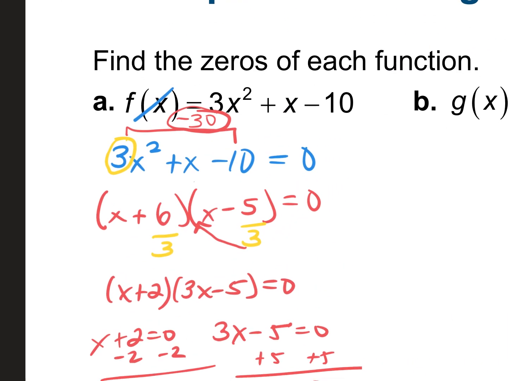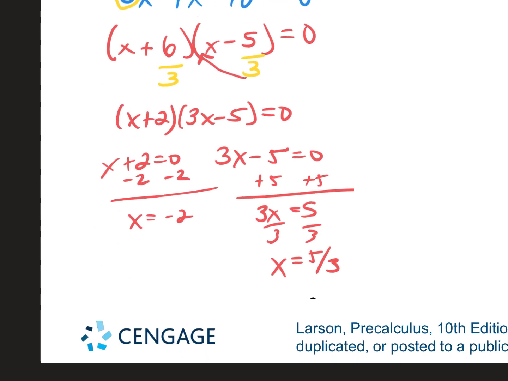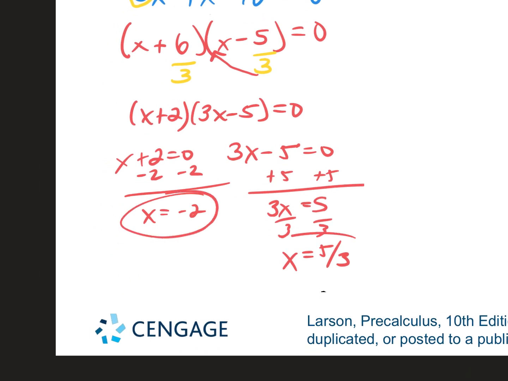So where does this parabola, I know it's a parabola because it's squared, where does it cross the x-axis? At -2 and at +5/3. So you just found the zeros of the function. You found the solutions, the roots, the x-intercepts. Questions?